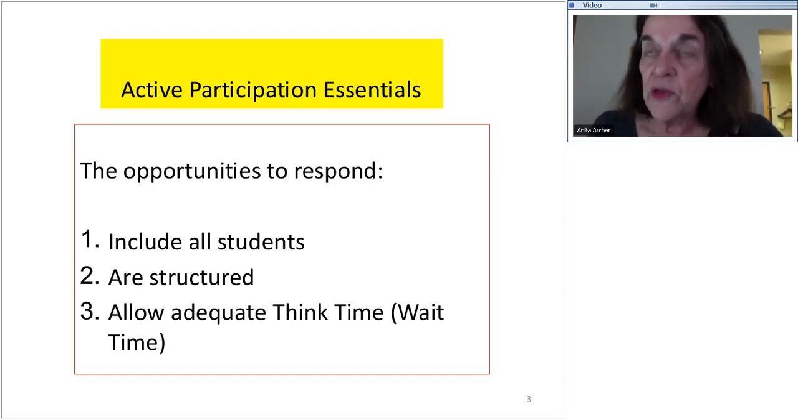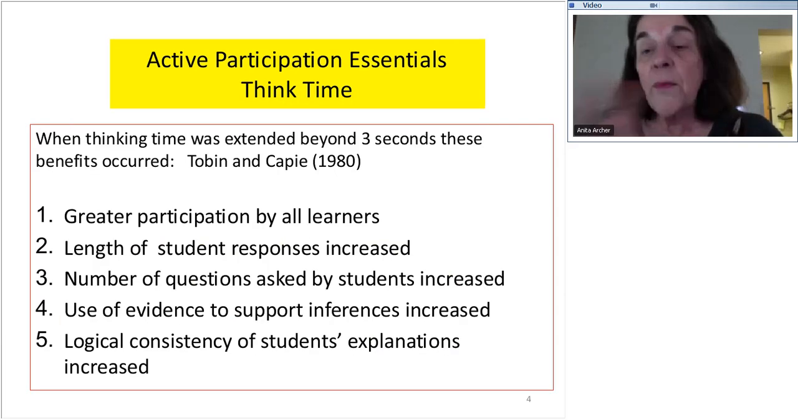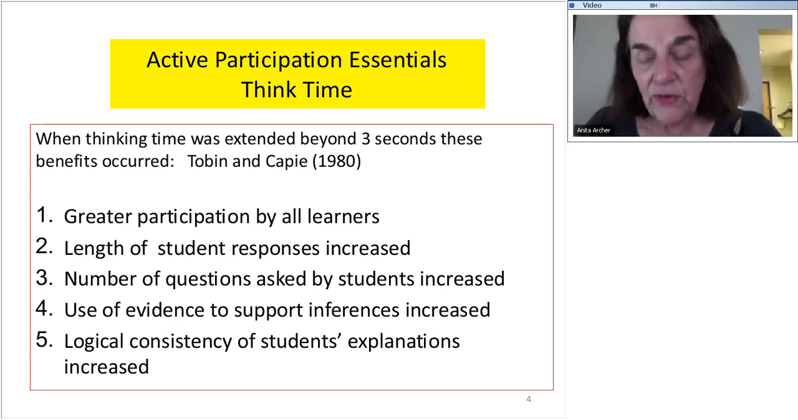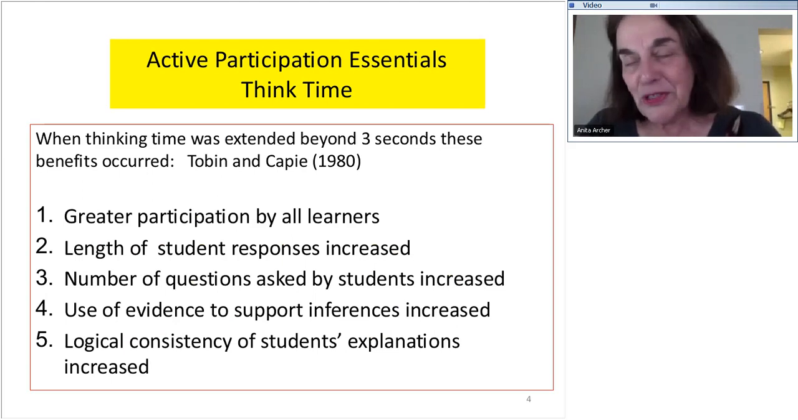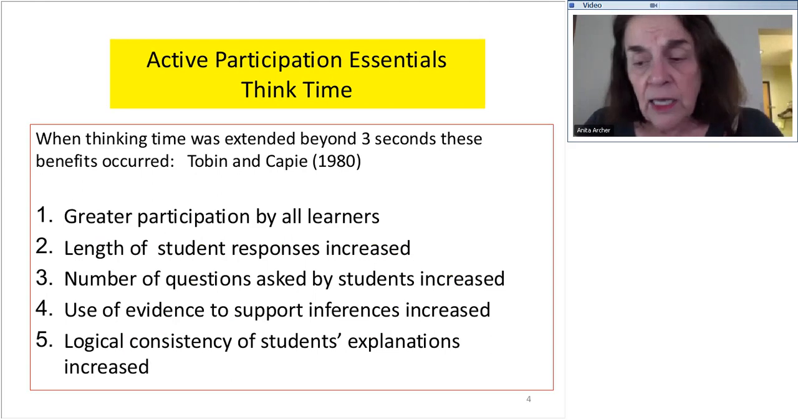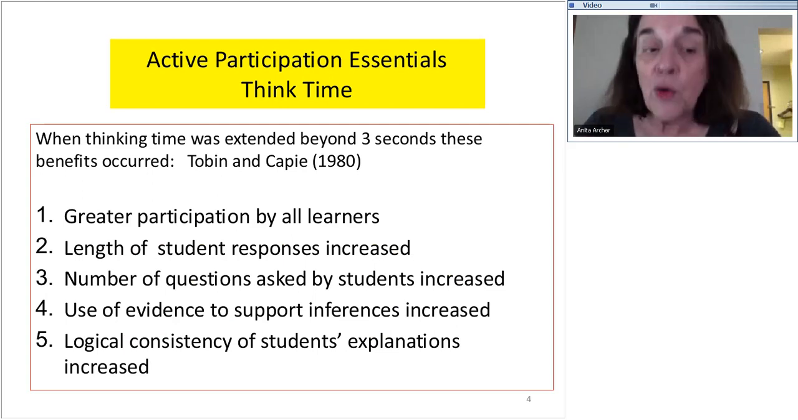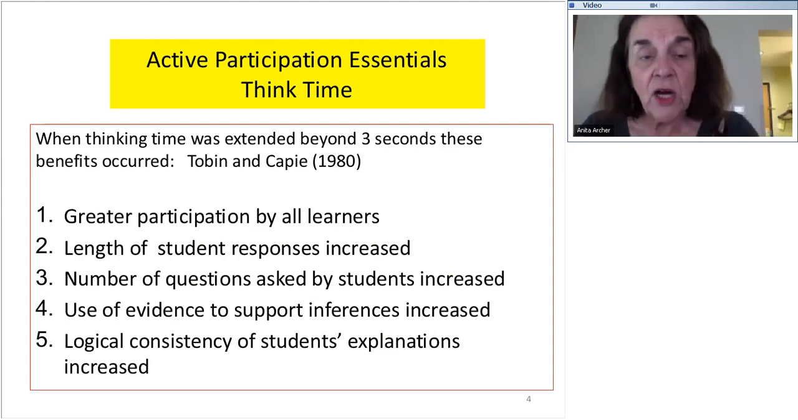So there are numerous studies that have been done on thinking time. So let's just look at one compilation of many, many studies. And first of all, you're going to find that it's almost always in studies referred to as wait time. But I do prefer the term thinking time or think time because we do hope they're not just hanging out, that they're thinking.